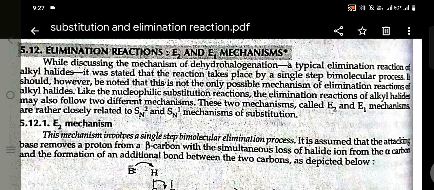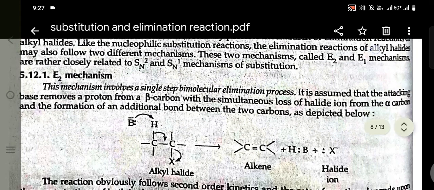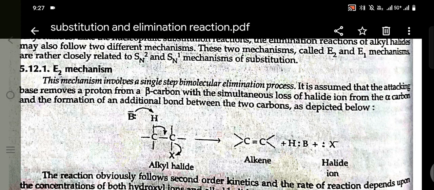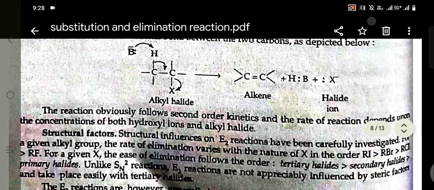These two mechanisms, called the E2 and the E1 mechanism, are rather closely related to the SN2 and SN1 mechanisms of substitution. The E2 mechanism. This mechanism involves a single-step bimolecular elimination process. It is assumed that the attacking base removes a proton from a beta carbon with the simultaneous loss of halide ion from the alpha carbon and the formation of an additional bond between the two carbons. The reaction obviously follows second-order kinetics, and the rate of reaction depends upon the concentration of both hydroxyl ion and the alkyl halide.